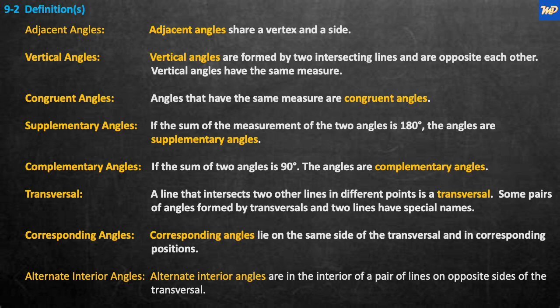A transversal is a line that intersects two other lines at different points. Some pairs of angles formed by a transversal and two lines have special names. Corresponding angles lie on the same side of the transversal and in corresponding positions. Alternate interior angles are in the interior of a pair of lines, on opposite sides of the transversal.